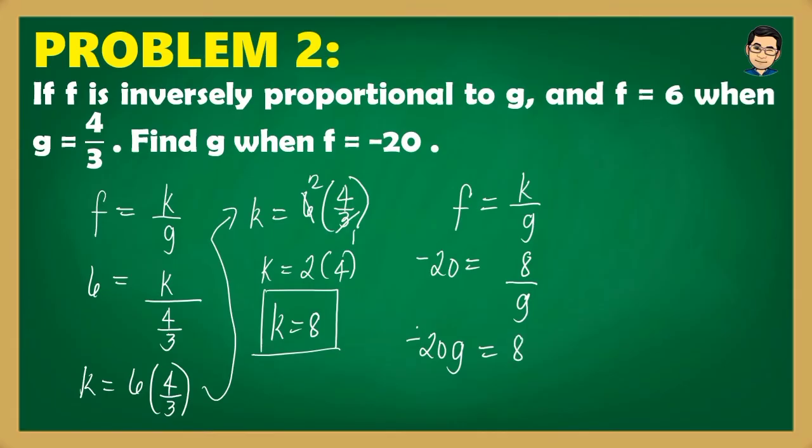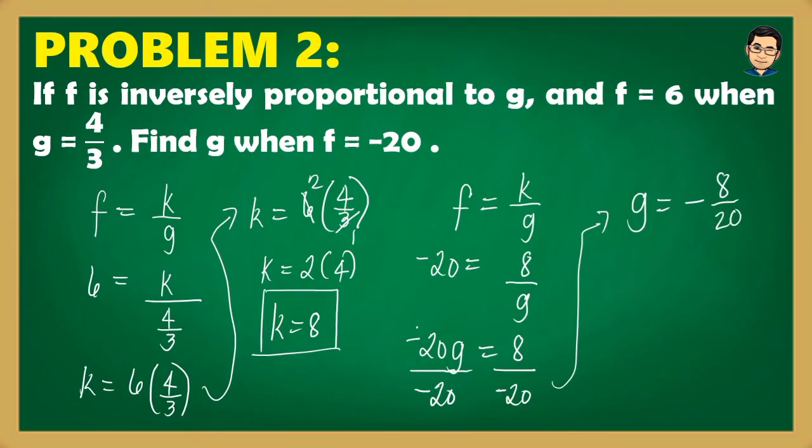Is this the final answer? No, we have to divide both sides by negative 20. So, tatandaan, kailangan matanggal po yung numerical coefficient ng kung anumang variable lang nandyan, and then make sure positive yung variable na yon. So, i-write lang natin, g is equal to negative 8 over 20. So, this will be simplified. G is equal to negative 2 over 5 or negative 2 fifths.